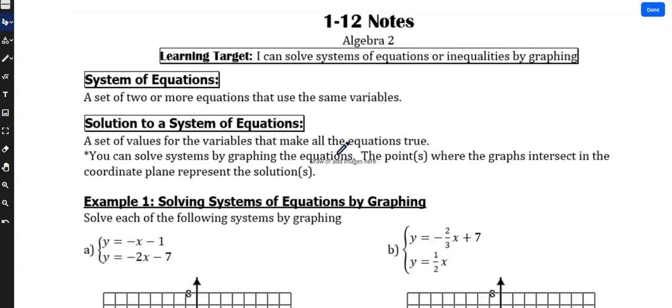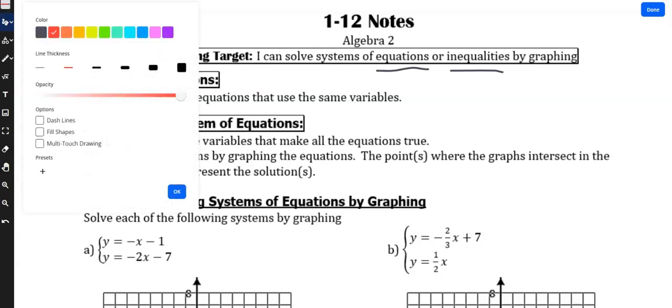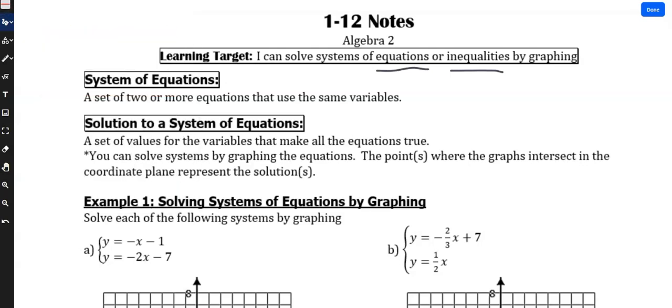All right, so the idea here is we're going to solve systems of equations or inequalities, so they could be either one of these, by graphing. Basically, we're going to try to find where they cross. Now, when we get to equations, they might cross in a single point, or they might have a parabola and a line, and they might have two places where they cross.